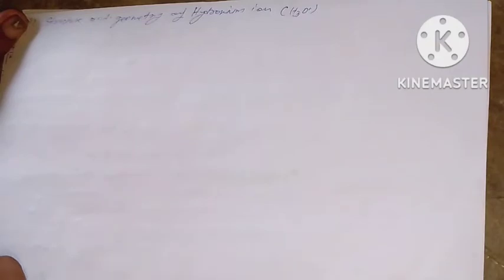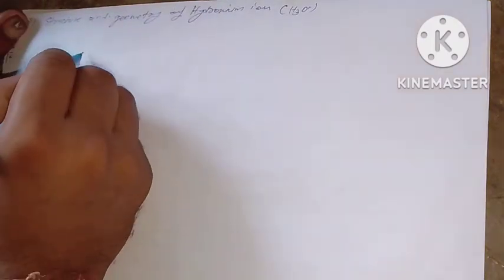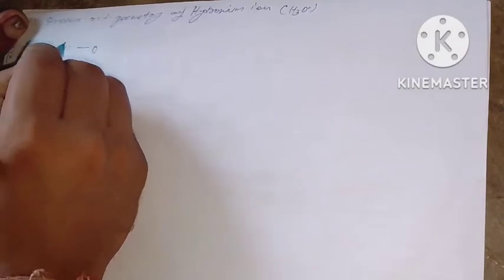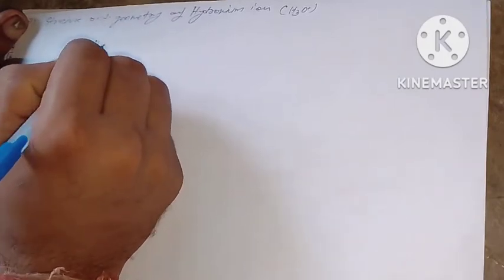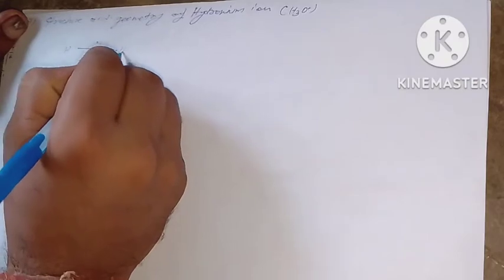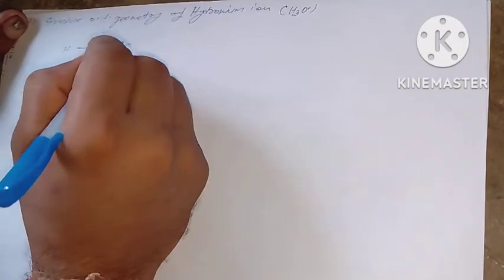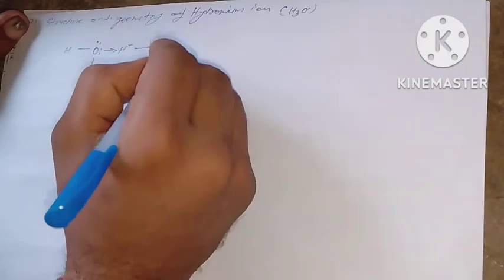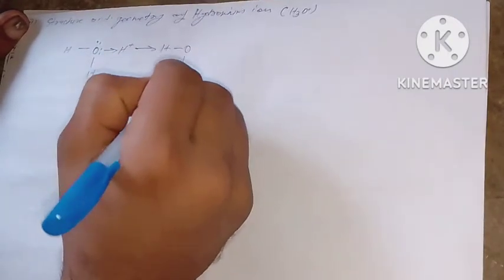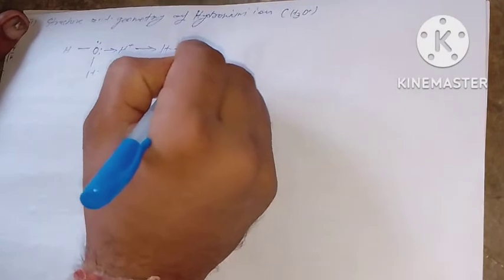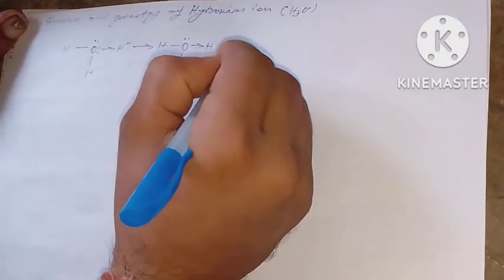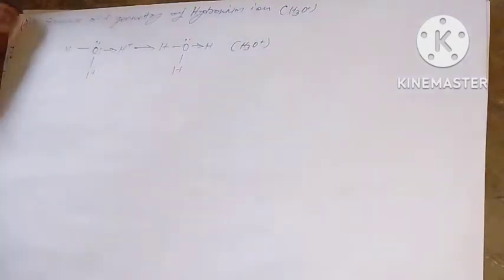Hydronium ion is formed by donation of one lone pair of electrons from the oxygen atom in H2O to an H plus ion. Oxygen has two hydrogens and two lone pairs, and the arrow shows the donation to H plus. This is H3O plus, okay.